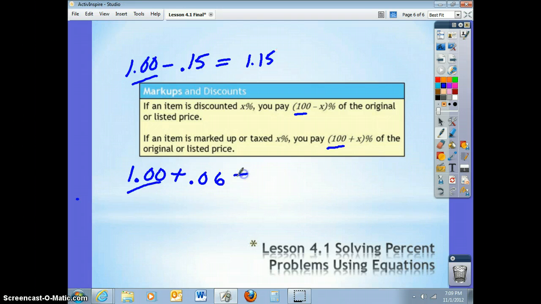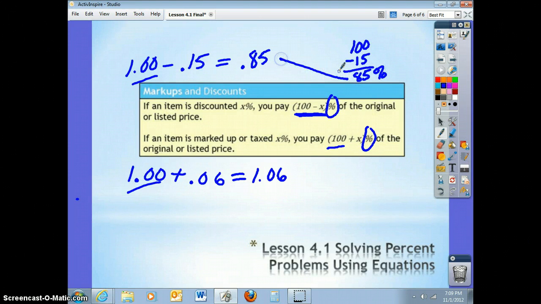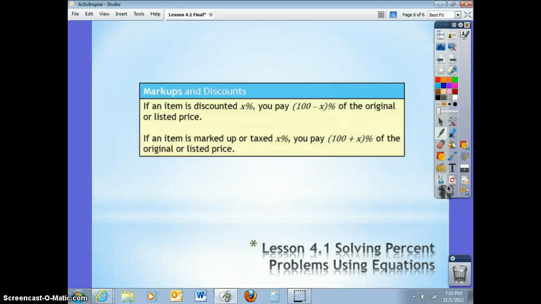0.85 rather, because that was a subtraction. Down here is the addition. You end up with 1.06. So in the discount you subtract, in the markup you add. What I was saying was that they use 100 here instead of 1.00, but it's really the same percent. The difference is they're referring to percentages here, okay? So 100 minus 15 would give you 85%, and 85% is the same thing as 0.85. 100 plus 6% gives you 106, which is the same thing as 1.06. So they just use two different ways of writing the same thing, but they really are saying the same thing. And that is lesson 4.1.